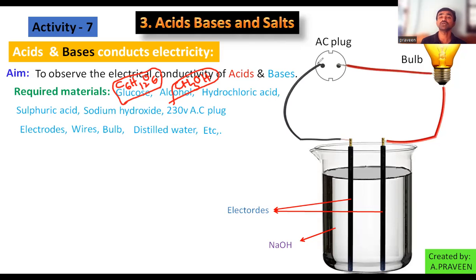So this is completely about activity 7. What are your observations? Only acids and bases produce ions, and only they conduct electricity. This is the observation here.